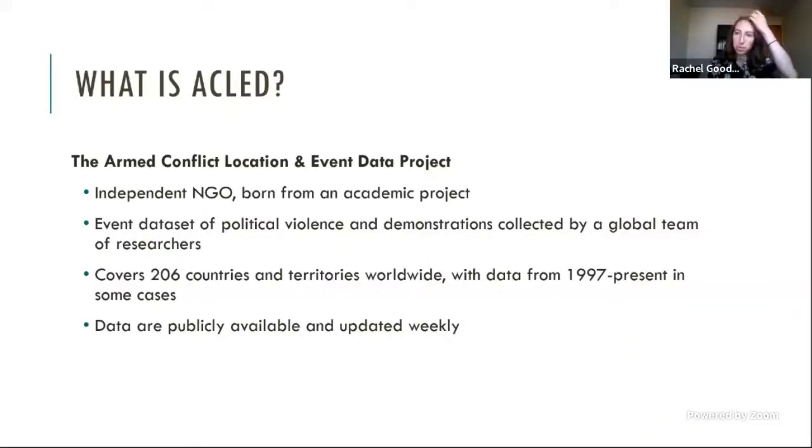So for those of you who aren't familiar with ACLED's work, we are an independent NGO that was born out of an academic project several years ago. And we have a global team of researchers who collect and maintain a data set of political violence and demonstration events. Currently, this data set covers over 200 countries and territories worldwide. And our temporal coverage depends upon the region, but our longest running set of data spans from 1997 to the present. And all of our data are publicly available on our website, and they're updated every week.